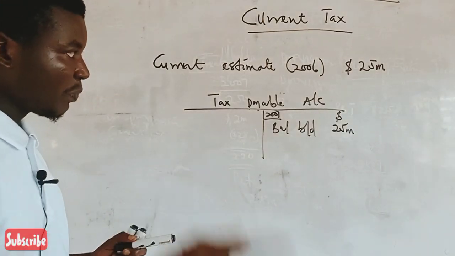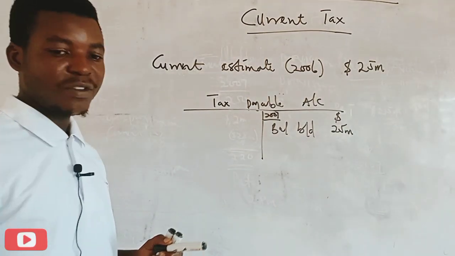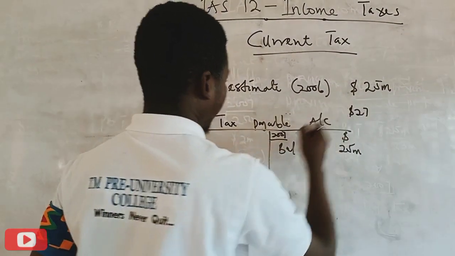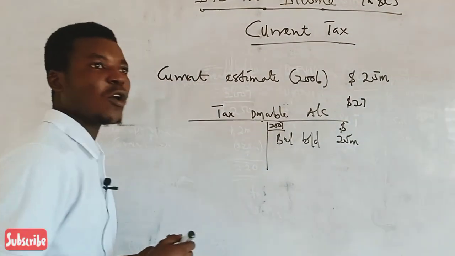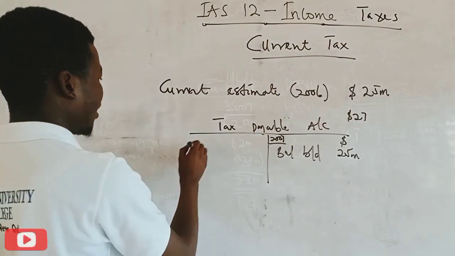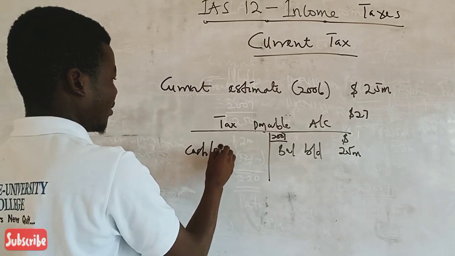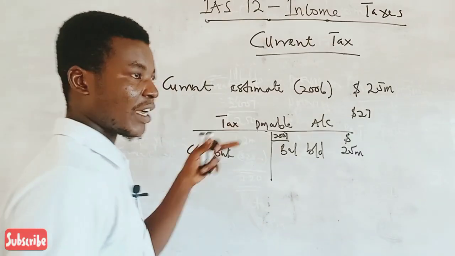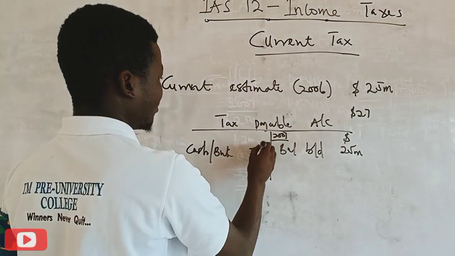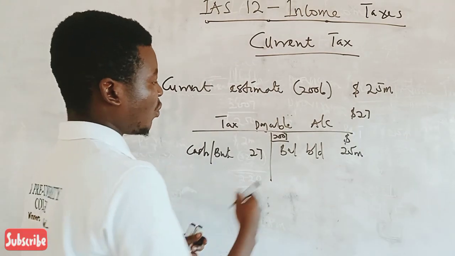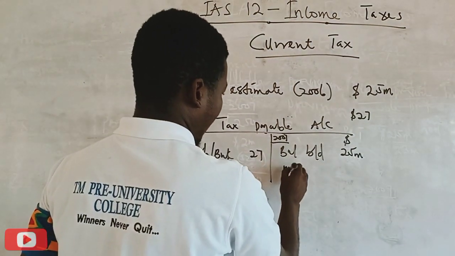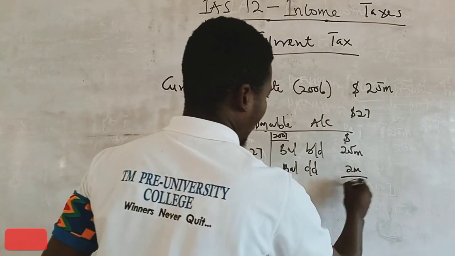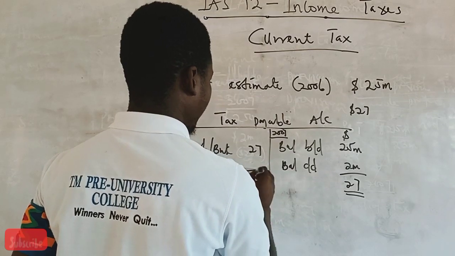Assuming in 2007, the actual tax given to the entity by the tax authority is 27 million. This will be paid either by cash or by check, so we debit the tax payable account and credit the cash book. We come here, we have 27. What will happen? We are going to have a balance carried over here of 2 million. So we close this account.